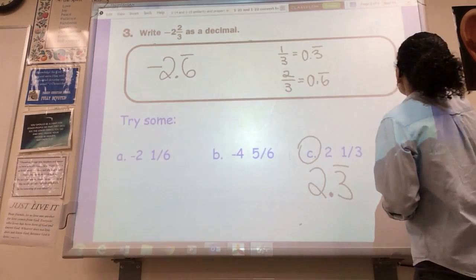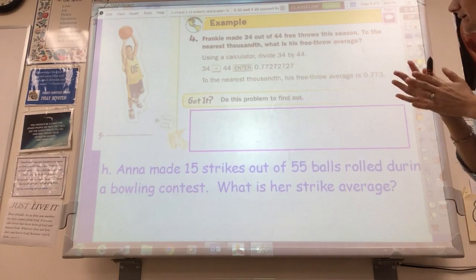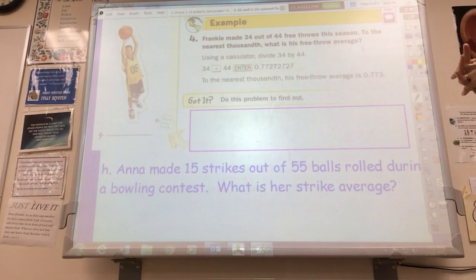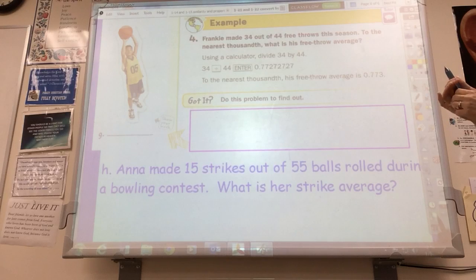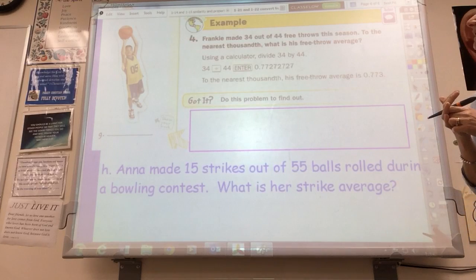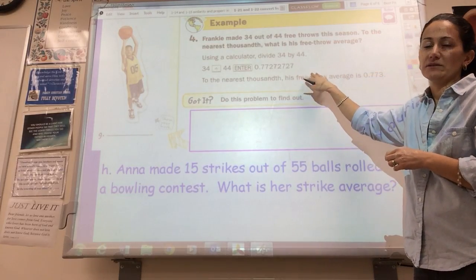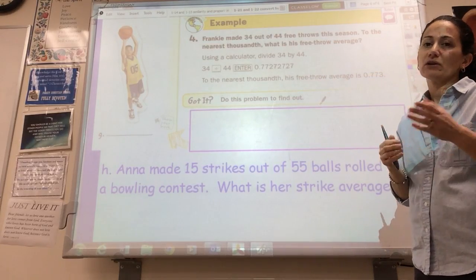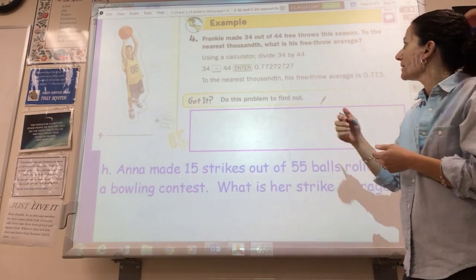All right. I want to show you one more little hint when turning a fraction into a decimal. Take a look at this real life example. Frankie made 34 out of 44 free throws this season. To the nearest thousandth, what is his free throw average? Now here it's showing us how to use a calculator. You can take note of that and you can try that at home if you have a chance. But I want to show you how to do it without a calculator.